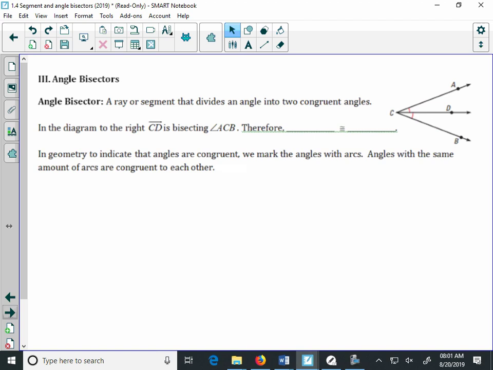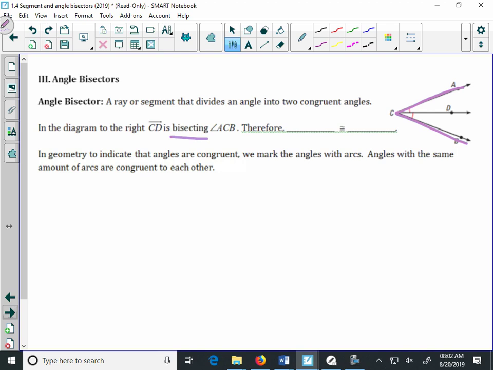And the last thing we are going to talk about, there's segment bisectors, but there's also angle bisectors. It's the same exact concept as a segment bisector, but we're just dealing with angles. An angle bisector is just a ray or segment that divides an angle into two congruent angles. In other words, it cuts an angle in half. So if we look at this diagram, CD is bisecting this big angle, ACB. In other words, it's cutting it in half.